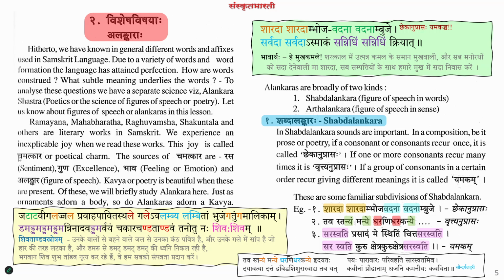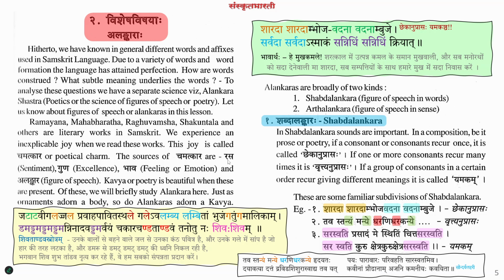This joy is called chamatkara or poetical charm. Okay, chamatkara. This magical power. The sources of chamatkara are rasa, sentiment, guna, excellence, bhava, feeling or emotion, and alankara, figure of speech. I would say alankara encompasses. It's a different category. I agree.